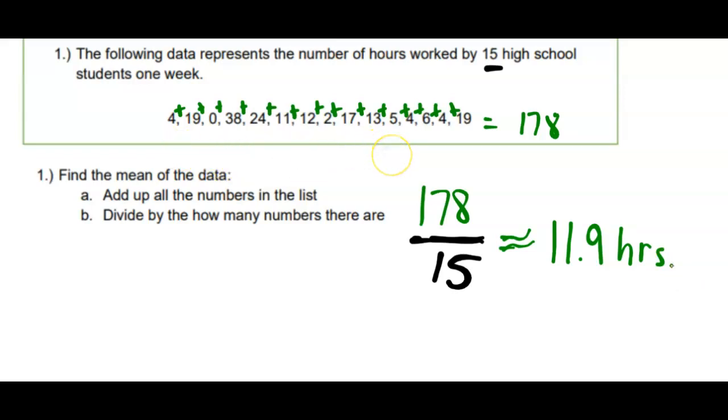So I didn't take the time to do all of that with you, but you know how to use a calculator to add those up. You know how to add in your head, however you want to add it up. You should get 178. Double check my math, okay? There should be 15 of them. Double check my math. All right, great.